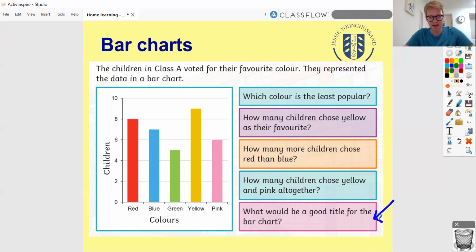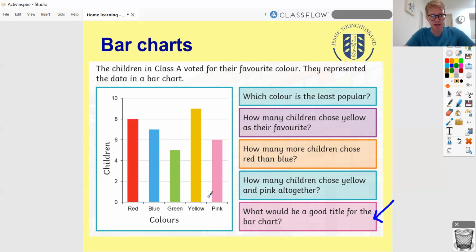So let's have a look at what our axes are. Let's have a look at what the numbers are showing us. What do you think the question was? What do you think this title is actually showing us? Well, we've got numbers of children and we've got colours. So maybe it's going to be their favourite colour, isn't it? It's how many children, what is your favourite colour? Something like that. Which colour is the least popular? We can see that just by looking, can't we? That's green.